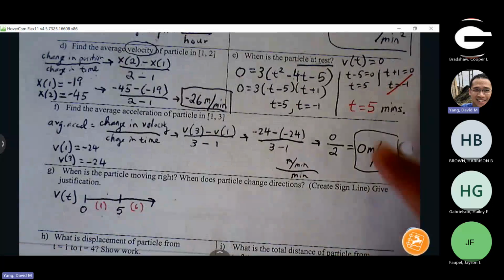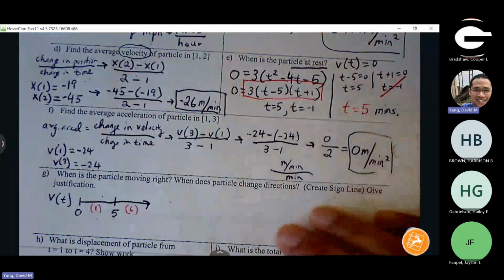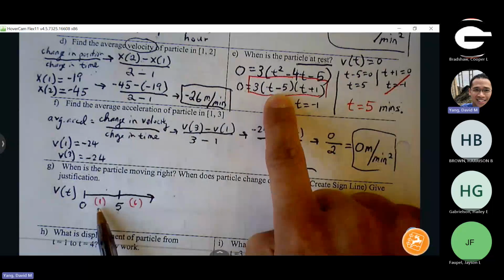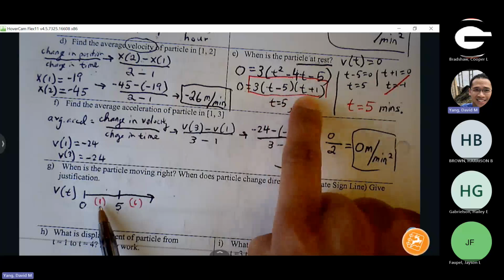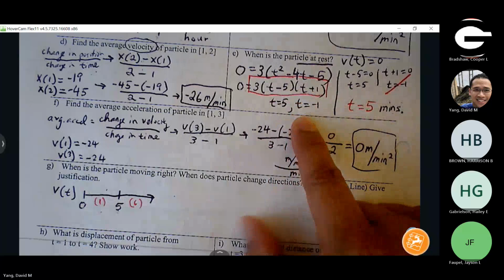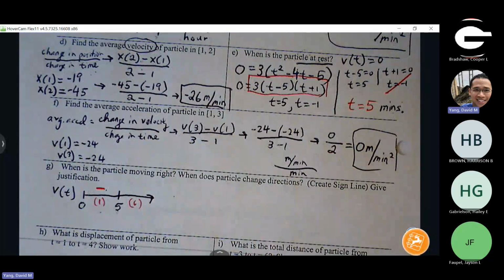The way we test is we plug into our velocity function. I like to put it into the factored form. It's the easiest one to collect your signs. So if I insert 1 in for t, 1 minus 5 is negative or positive? Negative. Okay, 1 plus 1 is positive. Negative and positive gives me negative. So I know that between 0 and 5 seconds, this particle is moving to the left.